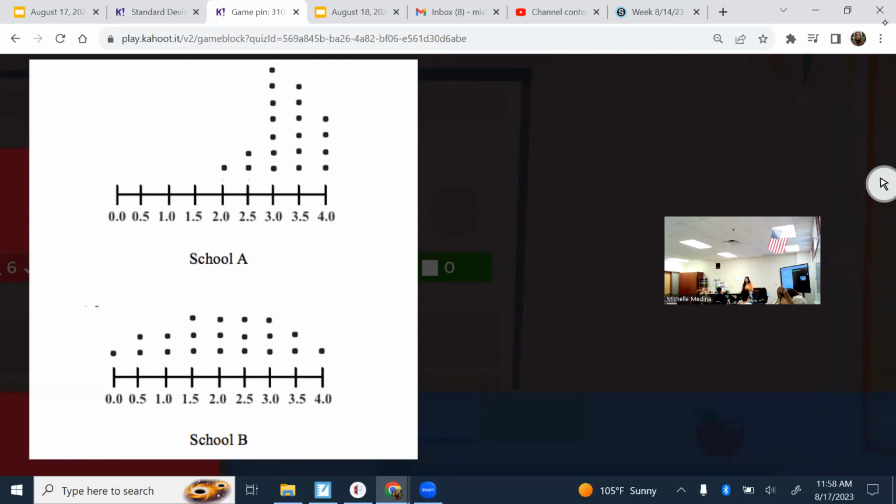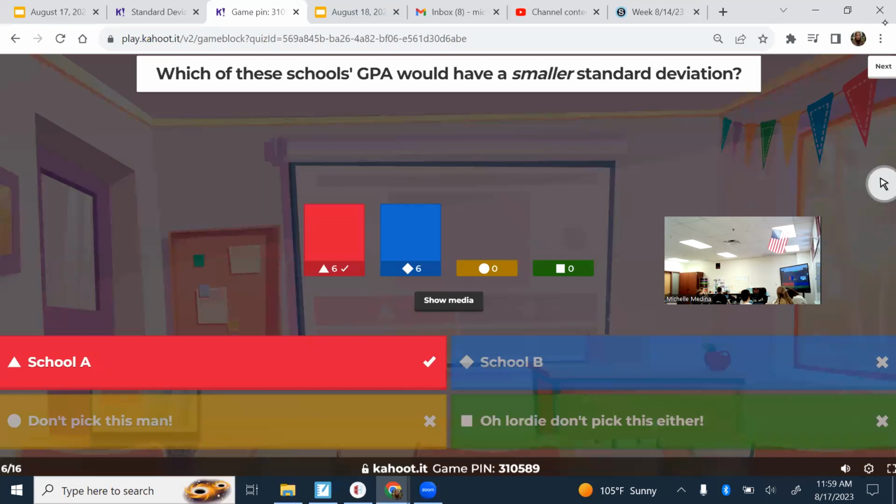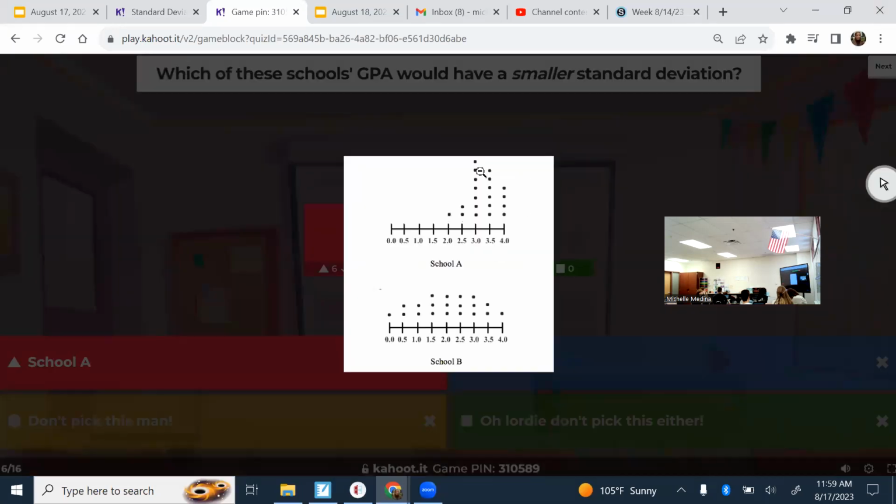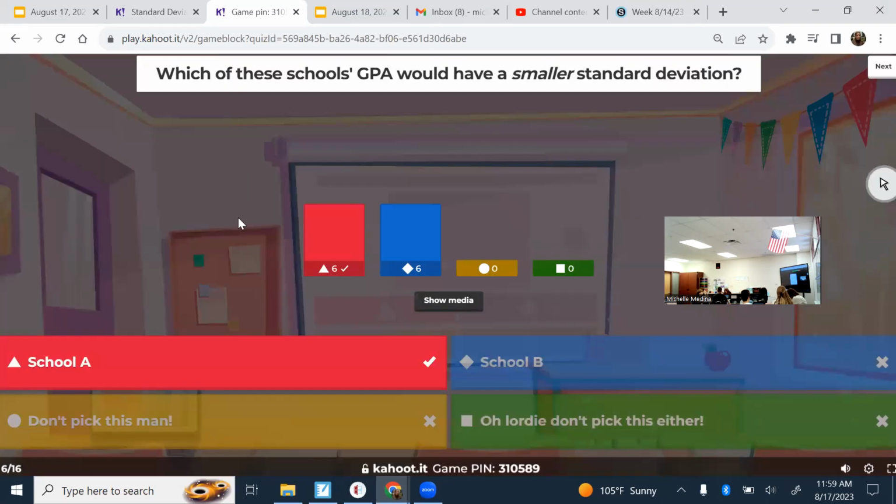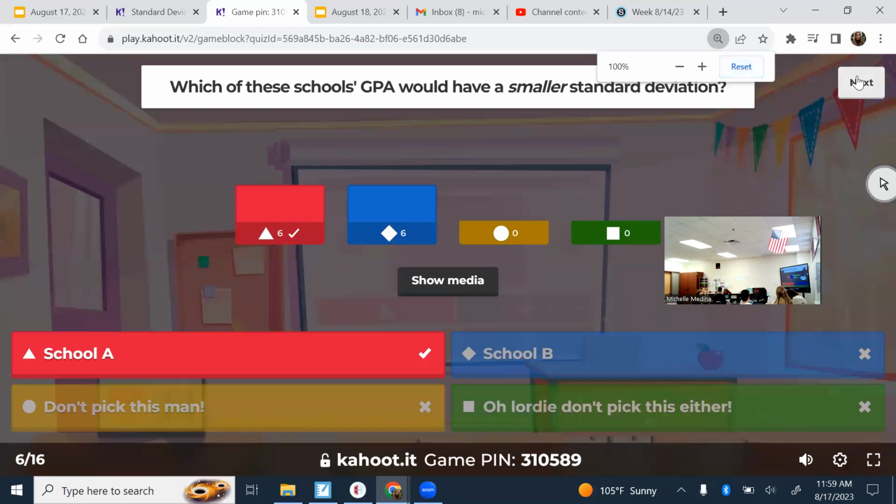So if you have the visuals, you don't necessarily have to do the math or the graphing calculations each time. Since we can see that this one's less spread out, school A has a smaller standard deviation. That makes sense? We haven't really talked about that in algebra yet, but it's coming. So just now you know. All right, next one.